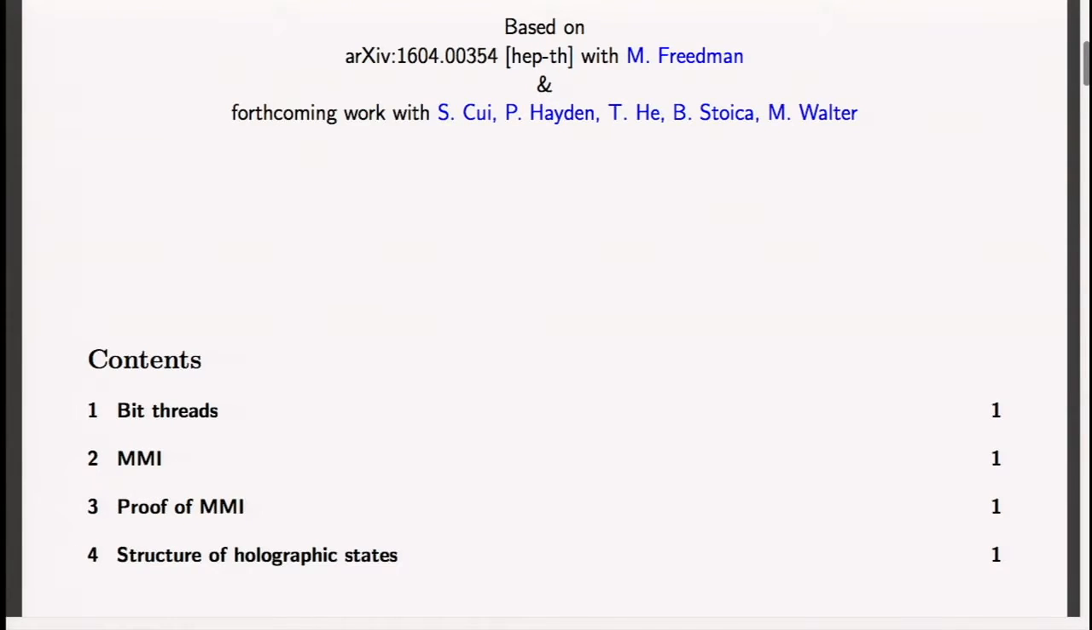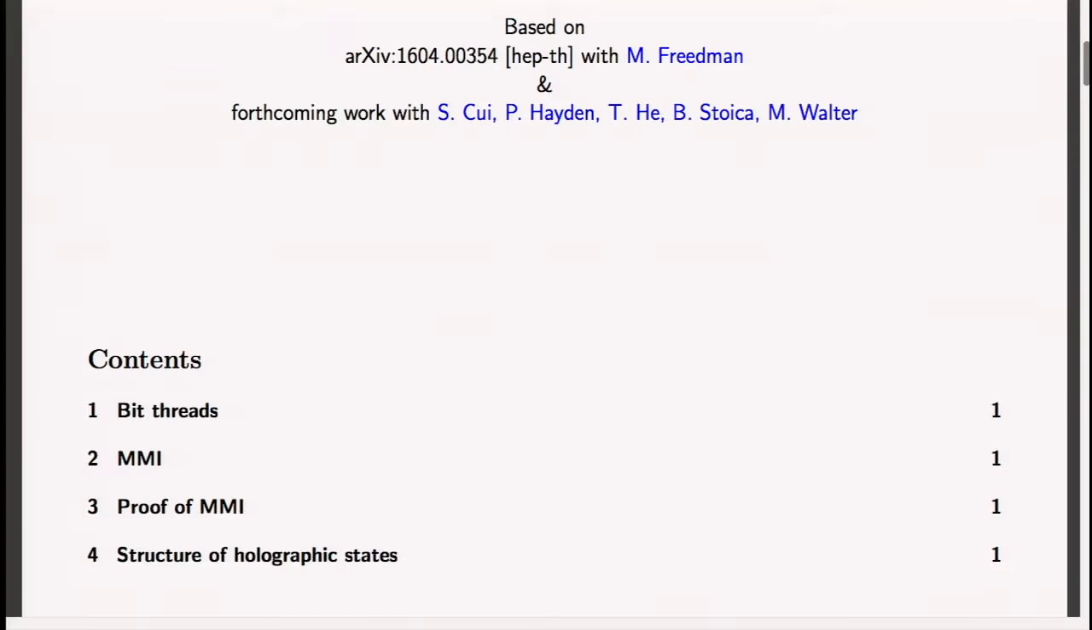I have a full talk just about bit threads, and I want to tell you about other things today, so I'm going to be very quick in explaining the bit thread story. Then the second part is I'm going to tell you about this entropy inequality that holographic states satisfy, which goes by the rather strange name MMI. It's an acronym. It stands for something, okay? Then in part 3, I'm going to bring those two parts together by giving you a proof of MMI using bit threads.